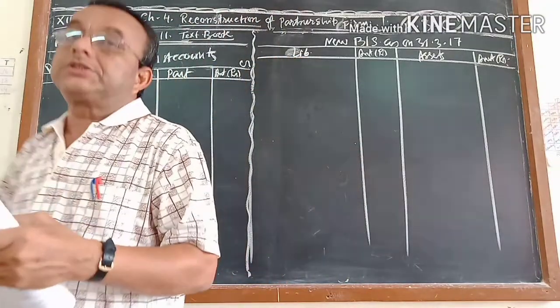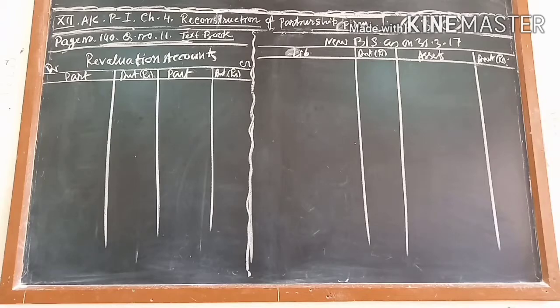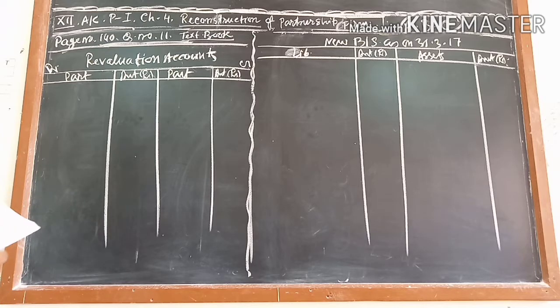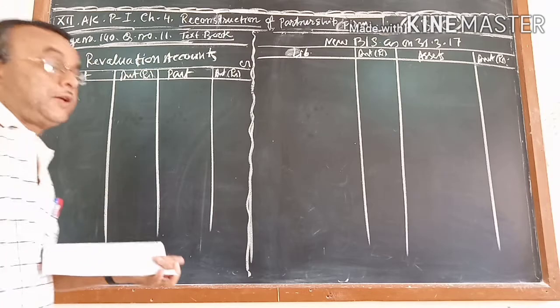This is the 7 points given. On the basis of these 7 points, we will do the revaluation account and partners' capital account. One by one, let me explain this first. First is the first point. It is given that the value of land and building is to be increased by 25%.